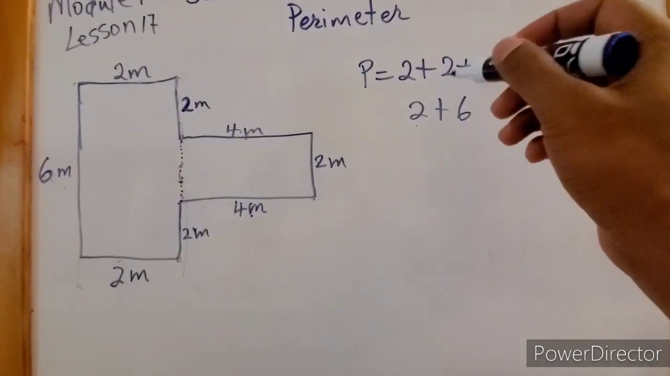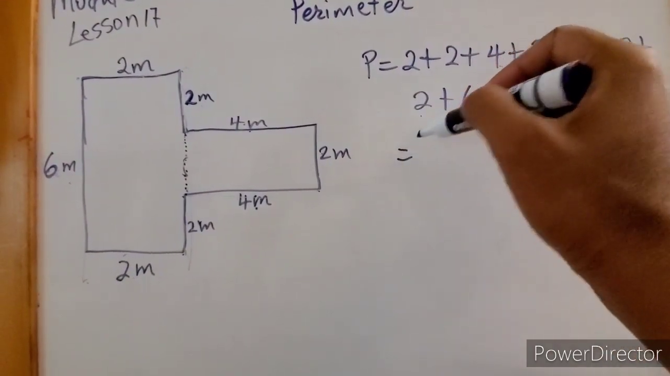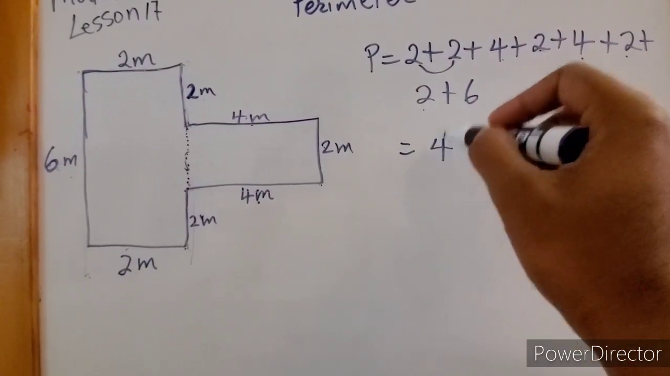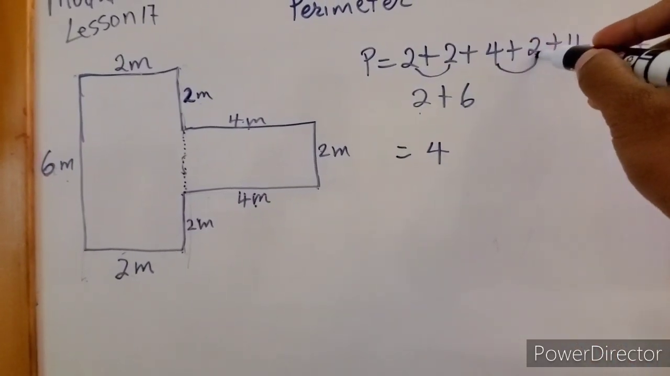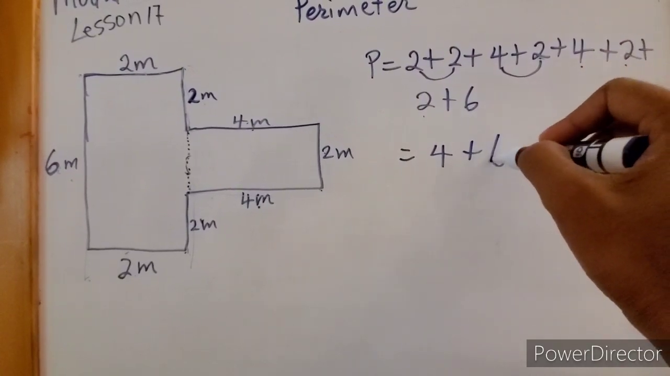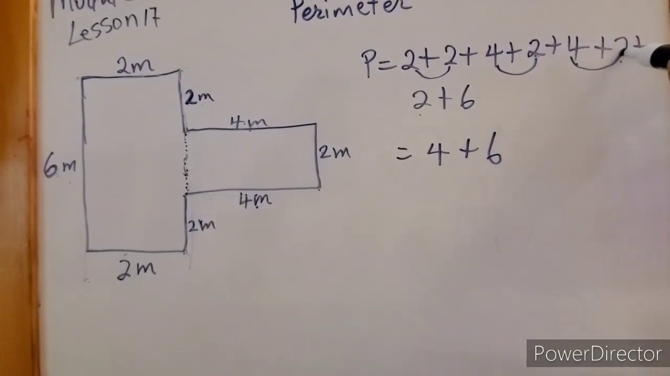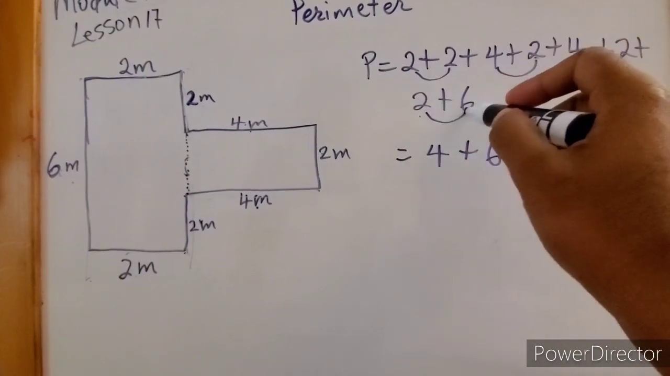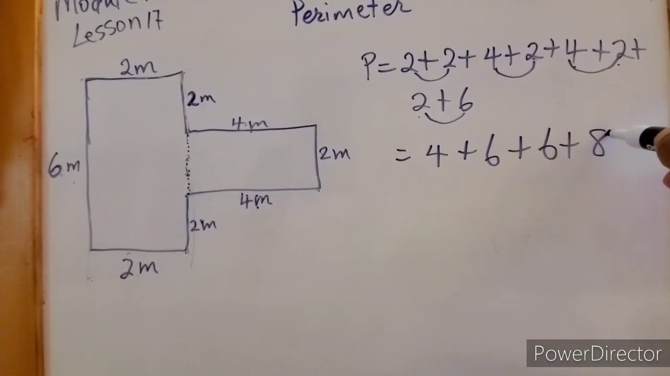It's good. So let's go ahead and add them all up. 2 plus 2 is 4, okay? 4 plus 2 is 6. 4 plus 2 is 6. And 6 plus 2 is 8, okay?